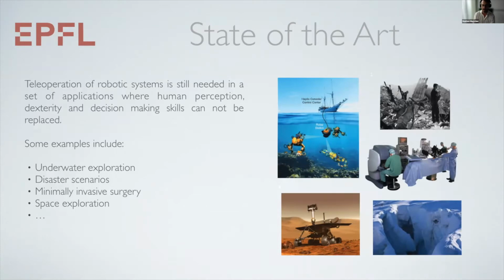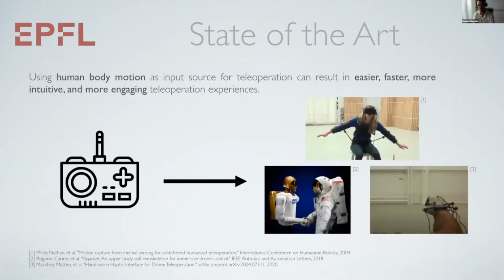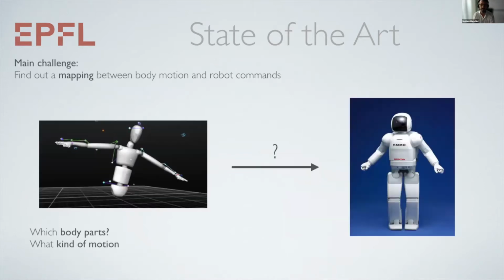Now, using the body instead of standard interfaces to control robots can result in an easier, faster, more intuitive, and more engaging teleoperation experience. And this is the motivation behind our studies. The main challenge when designing human-robot interfaces based on body motion, also called body-machine interfaces, is to find a mapping between body motion and robot commands. This mapping consists of a subset of the body parts that you want to track from the human body to control the robot, and how to translate motion into robot commands.